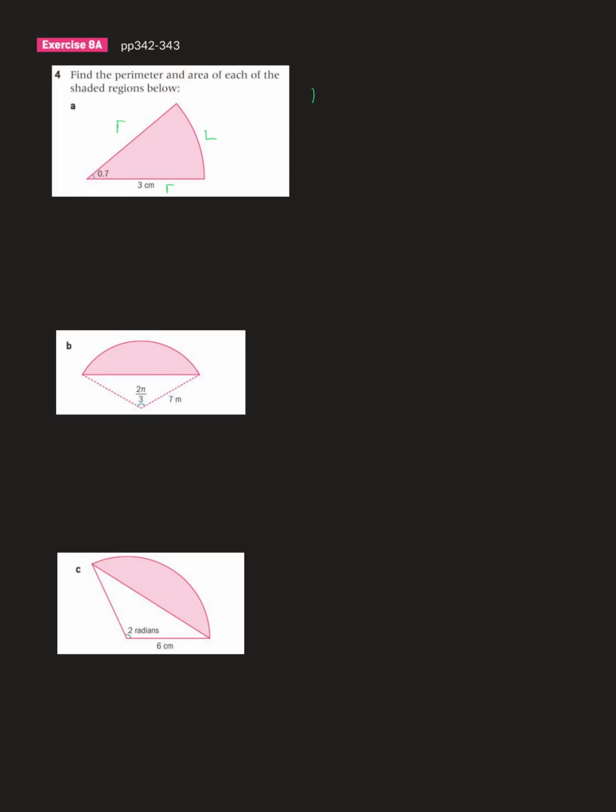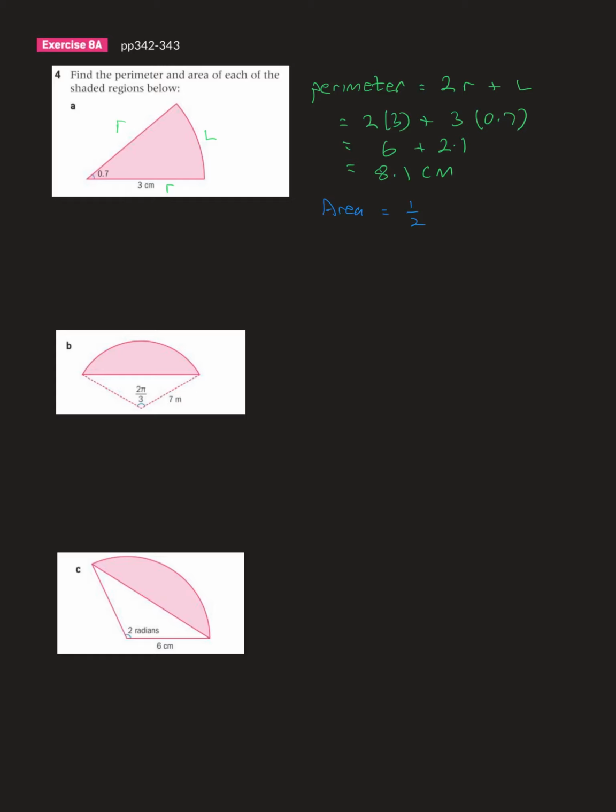Okay, for number A, the perimeter equals 2r plus L. So that's 2 times 3 plus r theta. R is 3 and theta is in radians, 0.7. So that's 6 plus 2.1. We've got an answer of 8.1 centimeters.